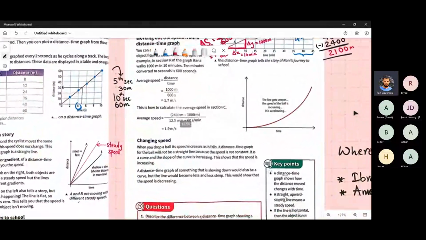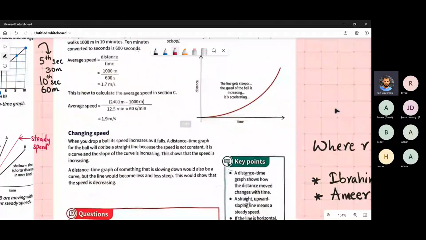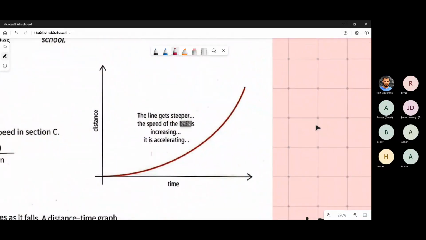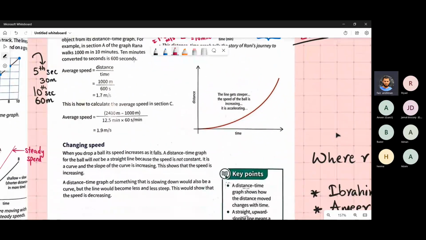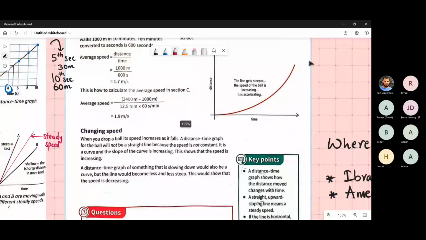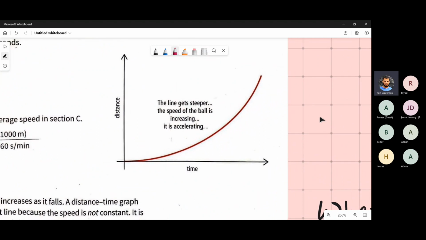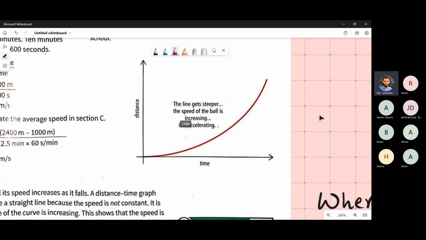So in the case where the speed is not constant, like in real life, the line will be changed to a curve. If the line gets steeper, the speed of the ball is increasing, it is accelerating. Now in the case of acceleration, the curve is going upwards. And in deceleration, the curve goes down and down, and finally it goes to 0.